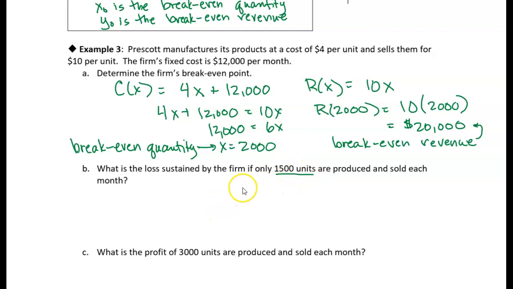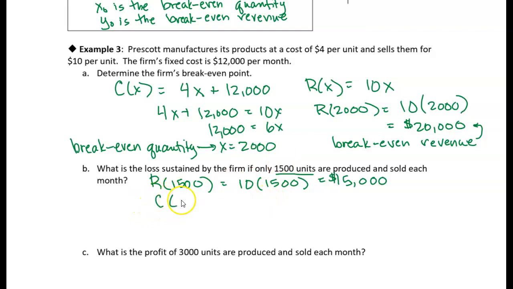That's below the break-even quantity of 2,000. So we would predict that we're going to have a loss. So let's calculate what that loss is. Let's find the revenue at 1,500 units. We're just going to take $10 a unit times 1,500 units, and we get $15,000. Okay, so that's how much we'll take in by selling our units.